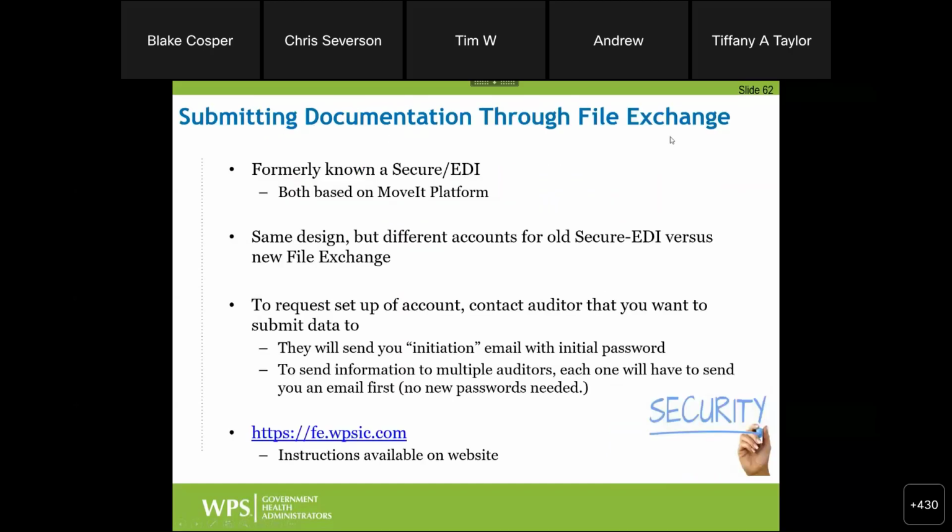A little bit of information about the File Exchange, which is our secure portal where you can send in information. Through regular email, you don't want to submit PHI or PII, but through the File Exchange, it's a secure file transfer portal, and it's based on a standard tool.